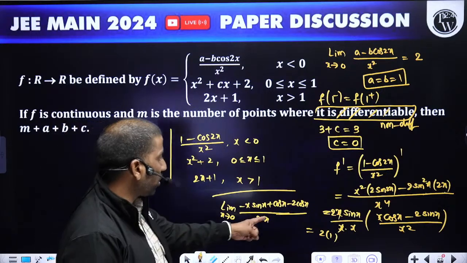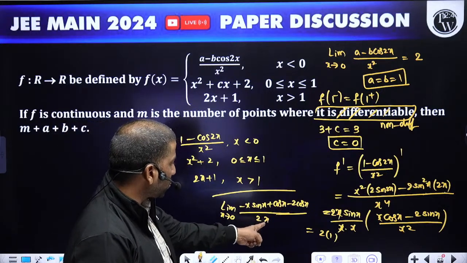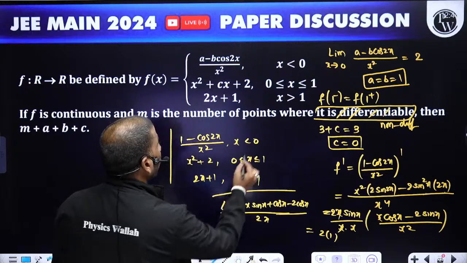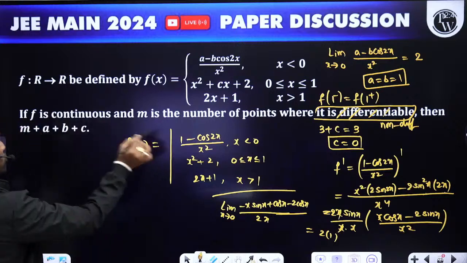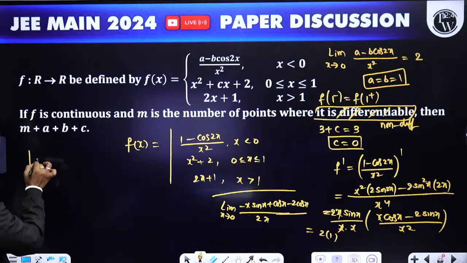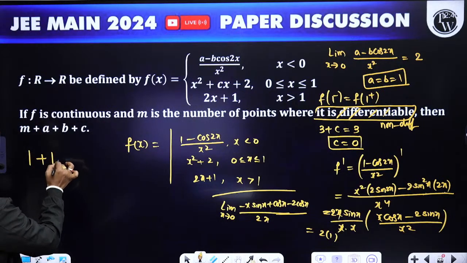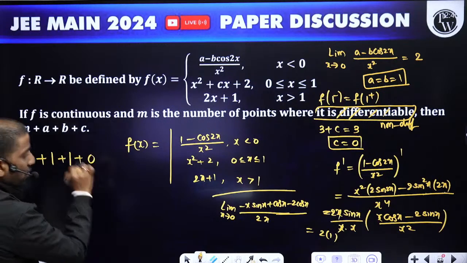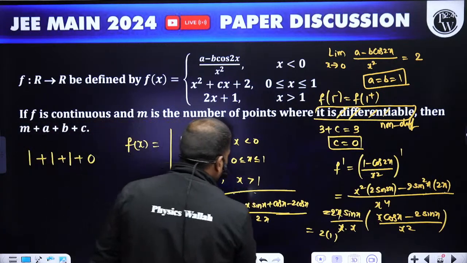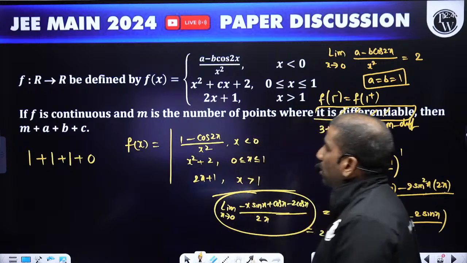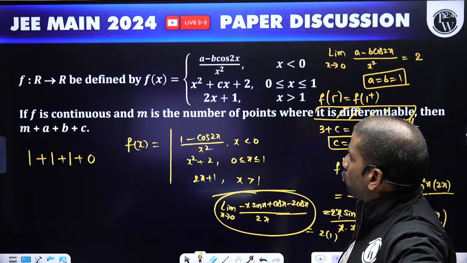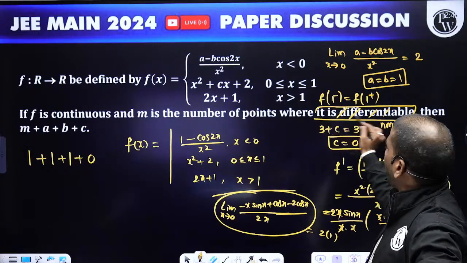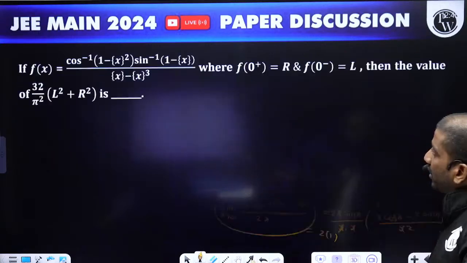Right, this is not differentiable. 2 cos x by x, right? So at 0 it is not differentiable. So when we calculate these values at non-differentiable points, a is equal to 1, b is equal to 1, c is equal to 0. So it is saying that it's non-differentiable at x is equal to 0. So I am considering non-differentiable point, not differentiable point.